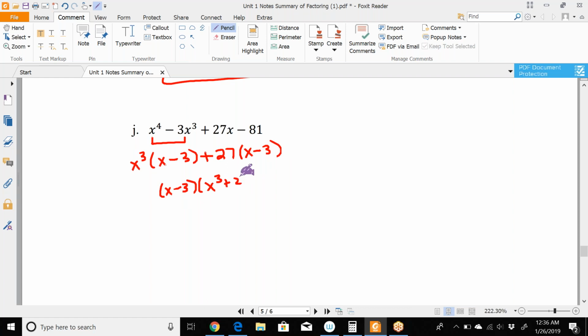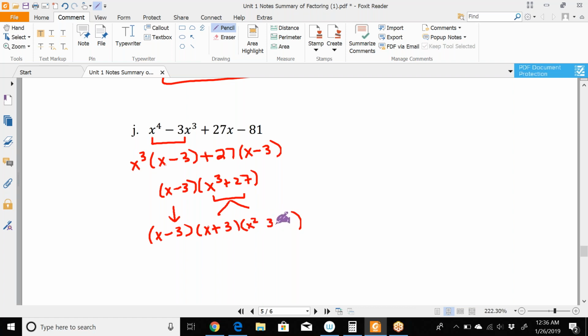Now the point of this problem, this very last one, is to see if you're paying attention, because that is not completely factored. This is two perfect cubes again. So we know we have this x minus 3 that came from here, but this guy is going to break into a binomial and a trinomial. The cube root of that is x, the cube root of this is 3, so it's going to be x, keep your sign, plus 3.